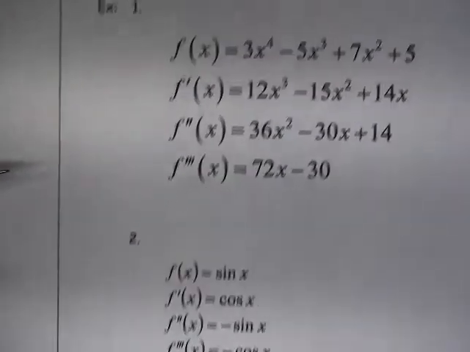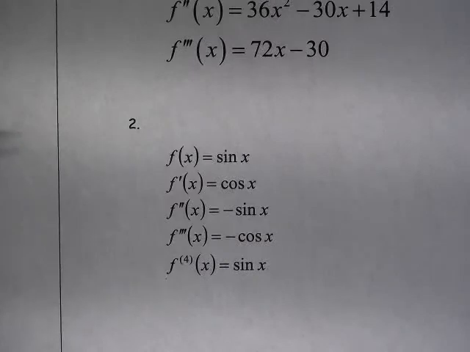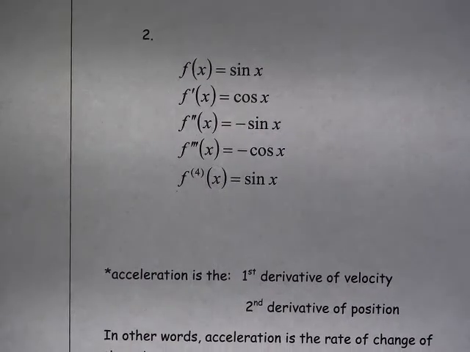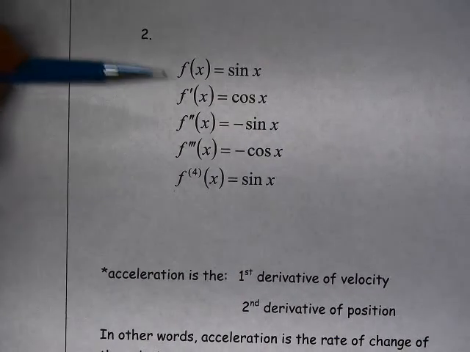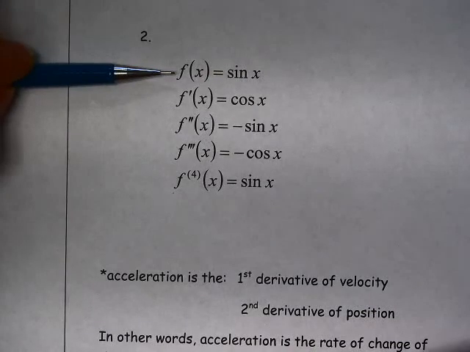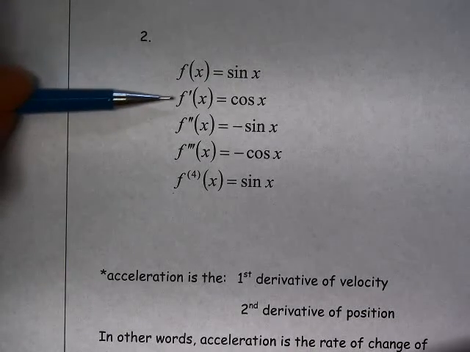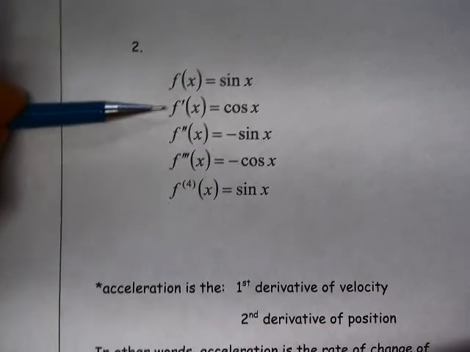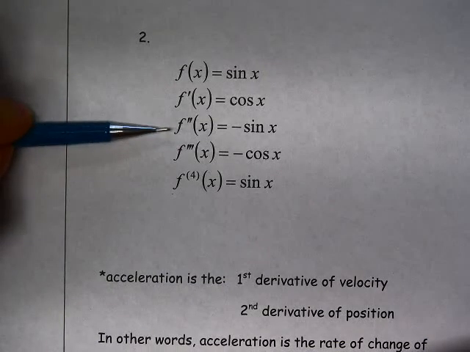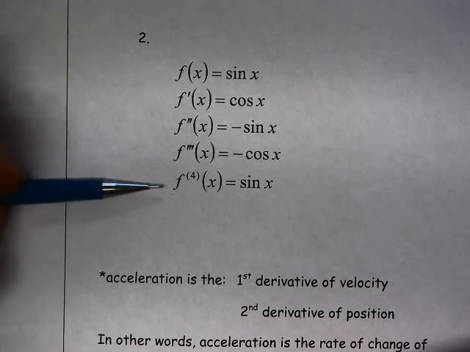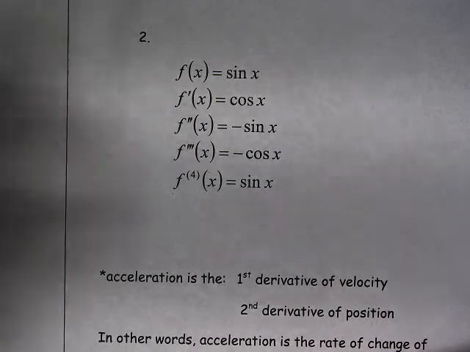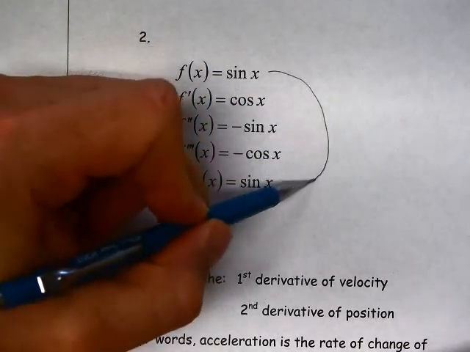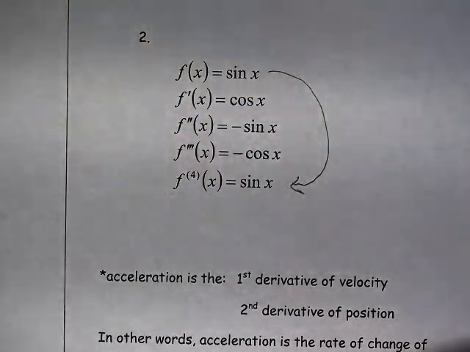Sometimes interesting things happen when we take the derivative of a trigonometric function. You can see here I start with sine of x, and I take the first derivative, second derivative, third derivative. By the time I get to the fourth derivative, I've cycled back and I end up with the fourth derivative of x equals sine of x again.